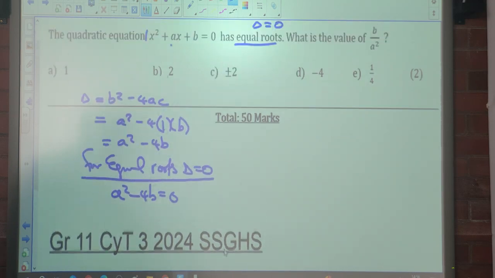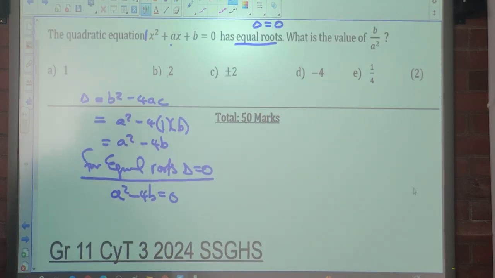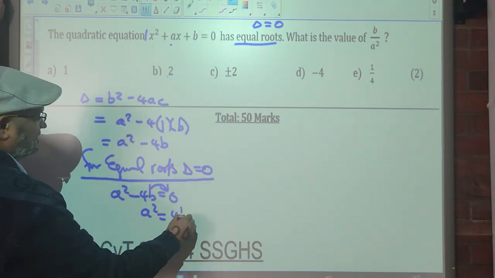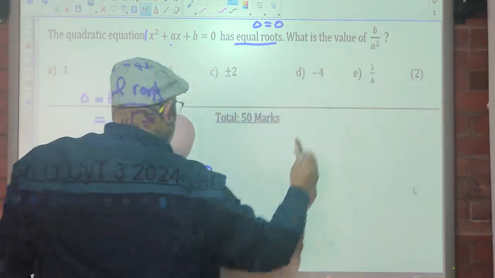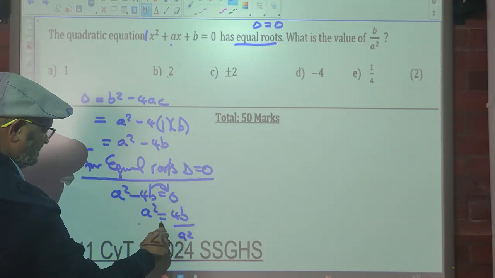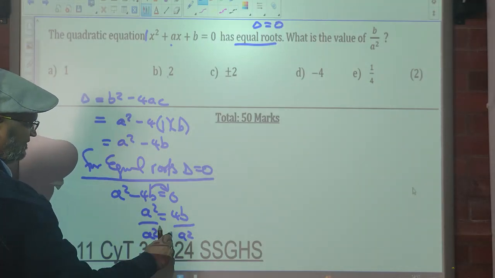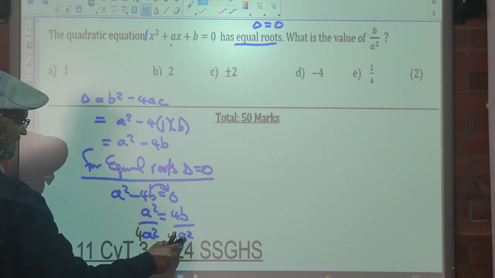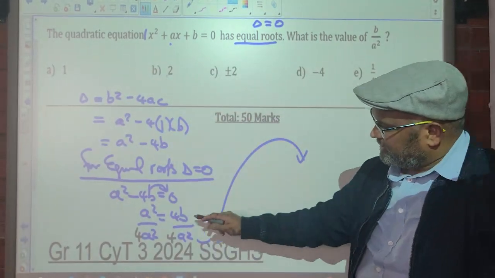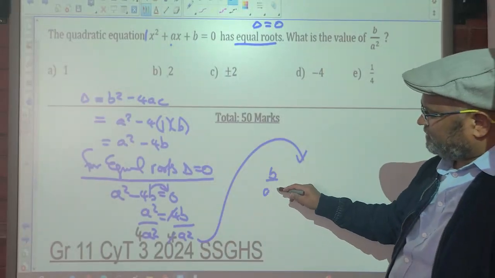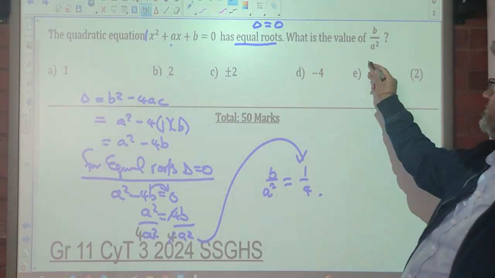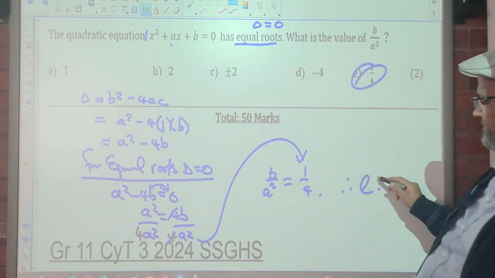They want to know b over a squared. We take it over the equal sign, so I get a squared is equal to 4b. And of course I'm going to divide both sides by 4 and by a squared to get b over a squared. So the a squared cancels. So b over a squared is equal to a quarter. Makes the answer E.